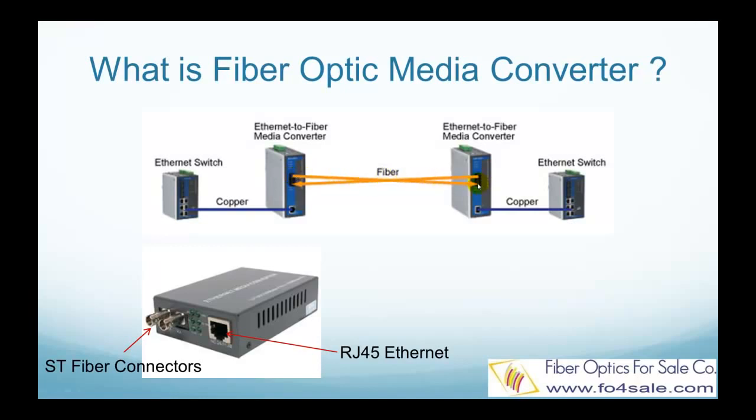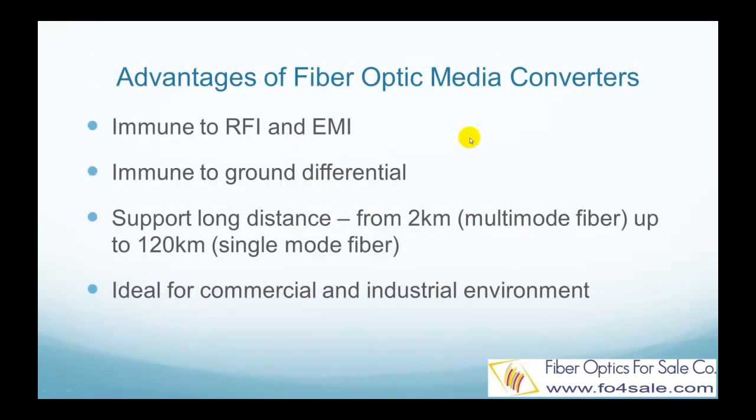Once the light pulses reach their destination, they are channeled into the optical receiver port of the media converter on the other end. The optical receiver converts it into an electronic signal containing the information coded on the light at the transmitting end. There are many advantages of using fiber optic media converters to extend your network.